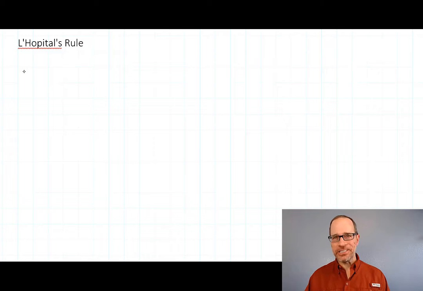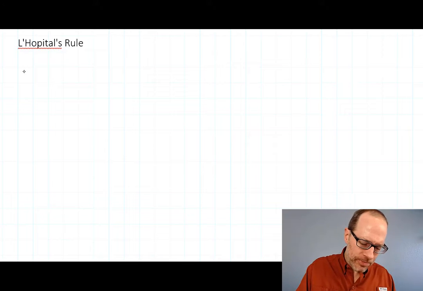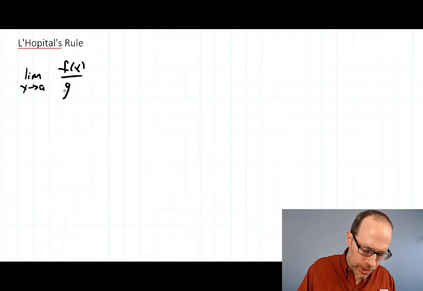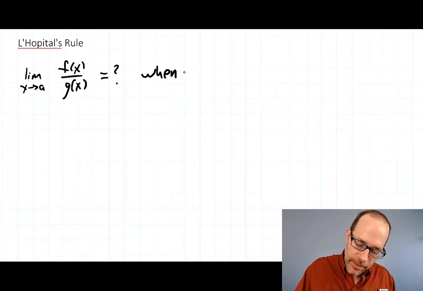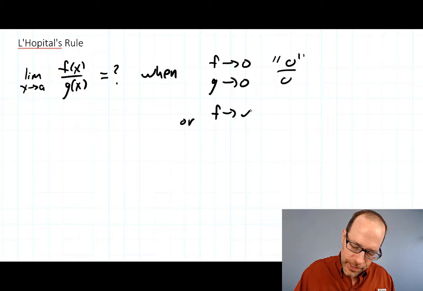It's a lot of fun. It's extremely powerful. It allows us to handle limits like this. So the limit, as x goes to something, of f of x all over g of x, when f is converging to 0, g is converging to 0, we call this 0 over 0, or f is going to infinity at a, and g is going to, well, plus or minus infinity. And this is loosely called infinity over infinity.